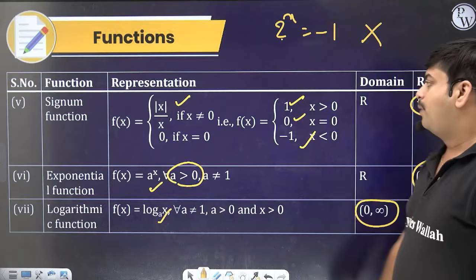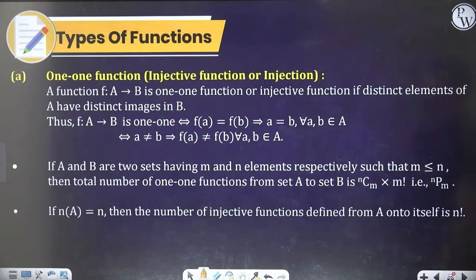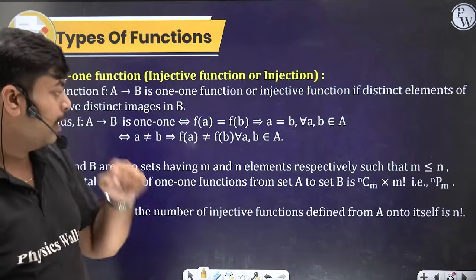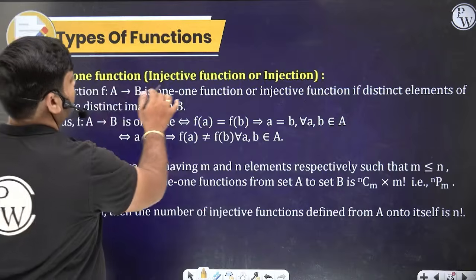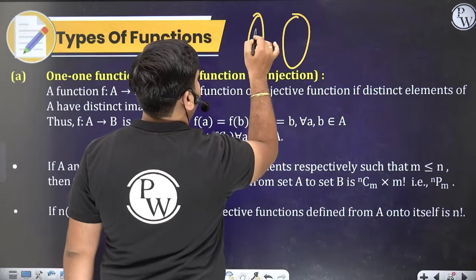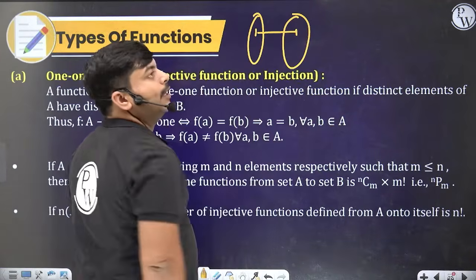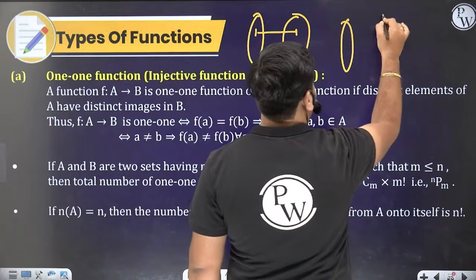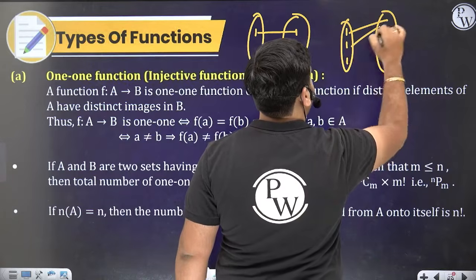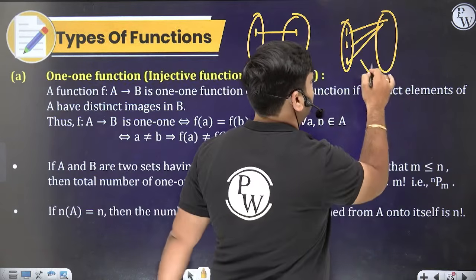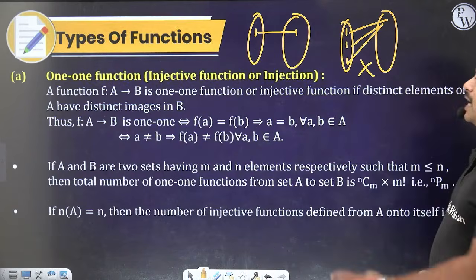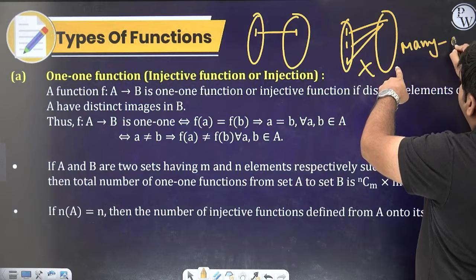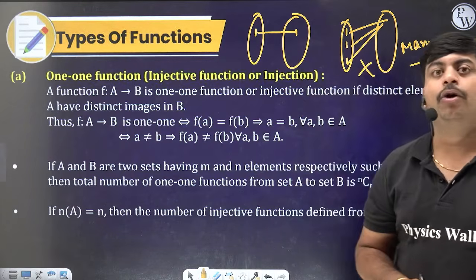Next, types of functions: one-one, many-one, onto, into. So a one-one function means one element of A should be mapped to one element of B only. We cannot have multiple mappings. We cannot have it like this, with all of these connected to some element here. No, that's not possible, that's not one-one. The function which is not one-one will be called many-one.